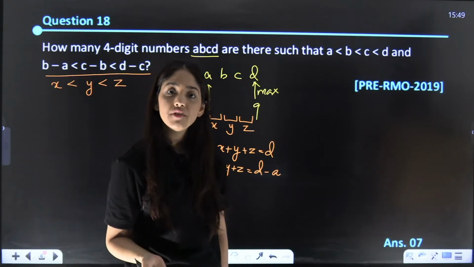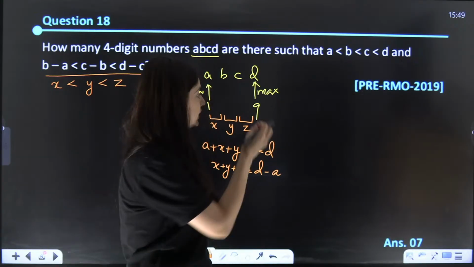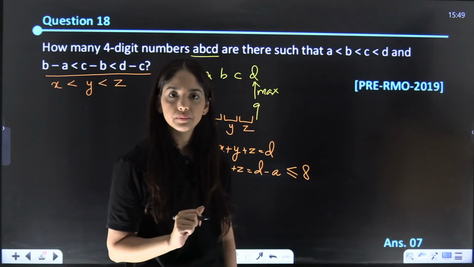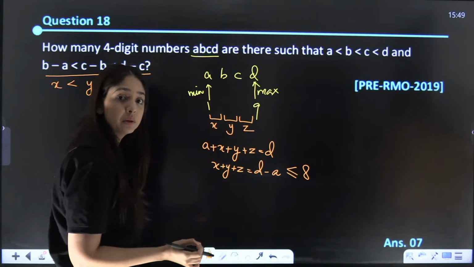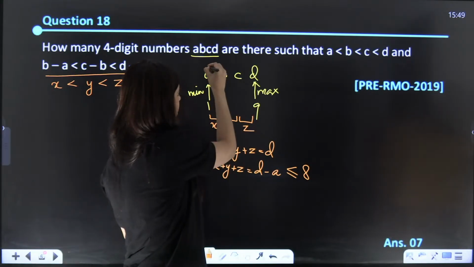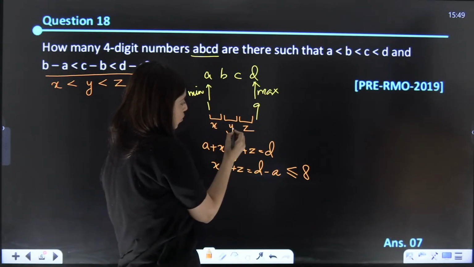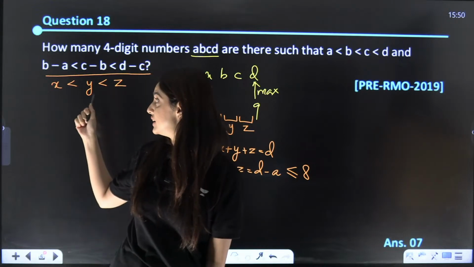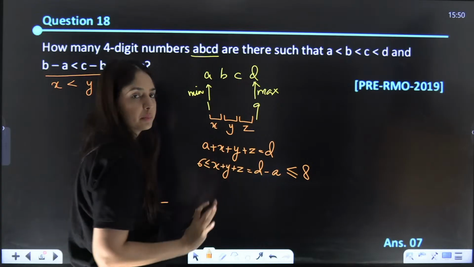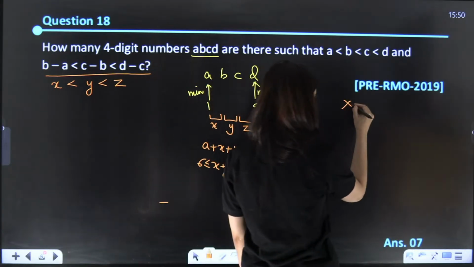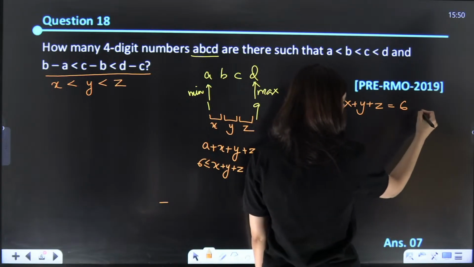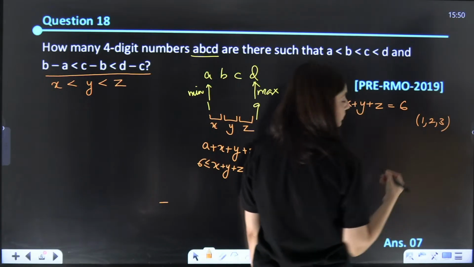And the maximum value of D minus A is 9 minus 1, 8. So, this has to be less than or equal to 8. And the minimum value of the difference will be when it's 1, 2 and 3, because X has to be less than Y less than Z. So, minimum value will be 6. So, it has to be between 6 and 8, which means X plus Y plus Z can be 6, in which case this is 1, 2, 3.